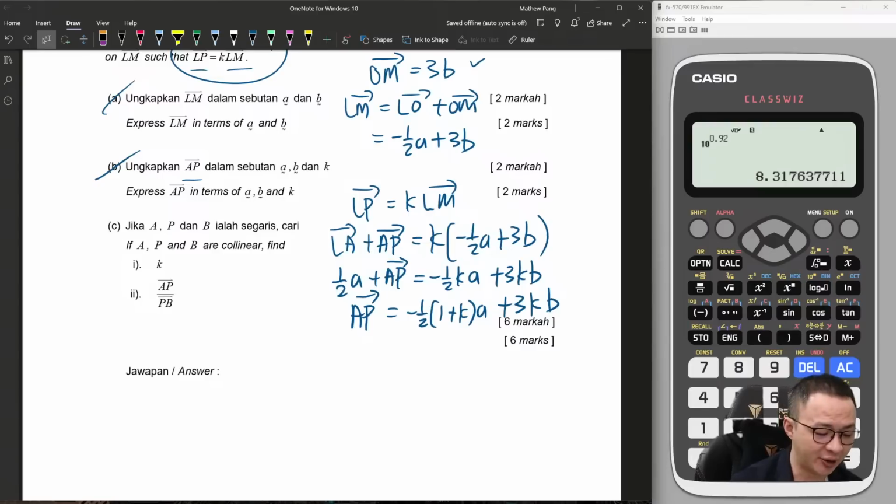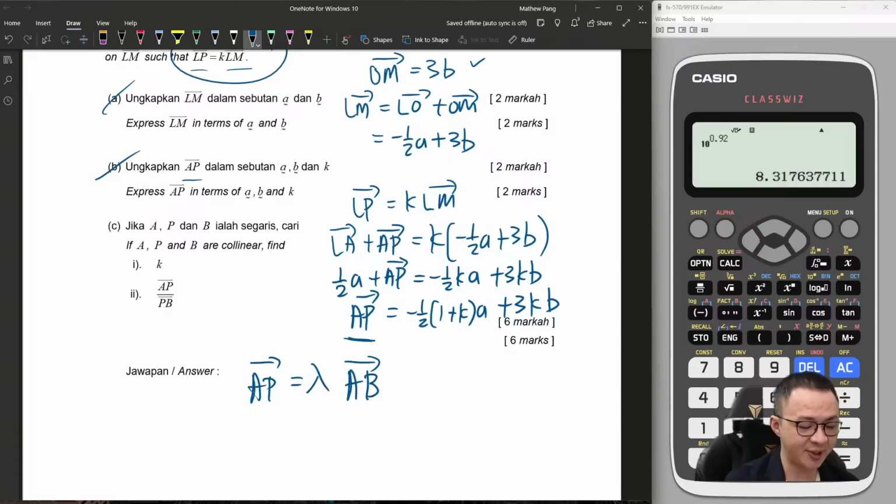So if I want to form the equation, I already have AP. I definitely will use AP. I will say AP equals lambda of AB. AB seems easier for me compared to something like PB, right? Yeah, obviously I know later I need to find PB, but it doesn't matter. I find AB first. Okay, this one is negative half 1 plus KA plus 3KB equals lambda.